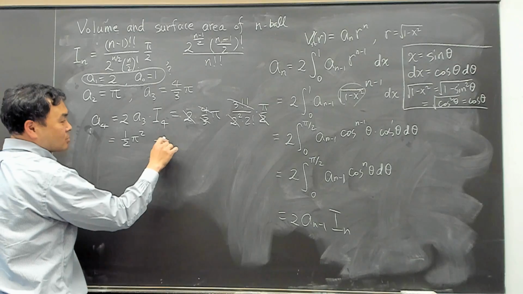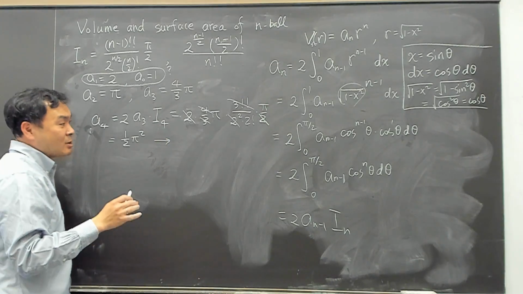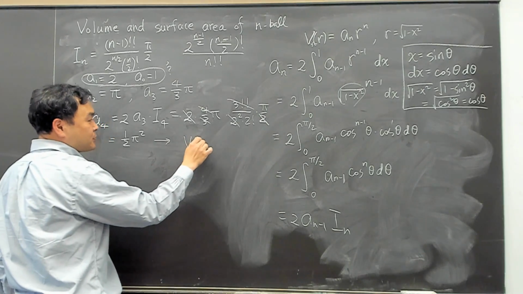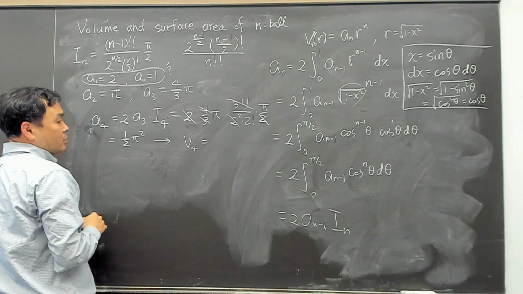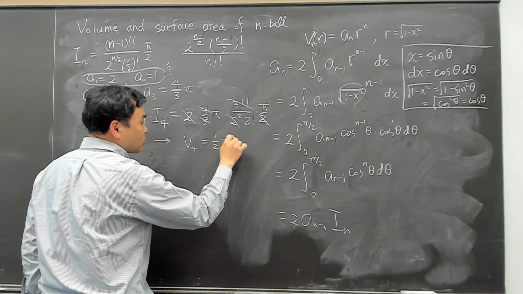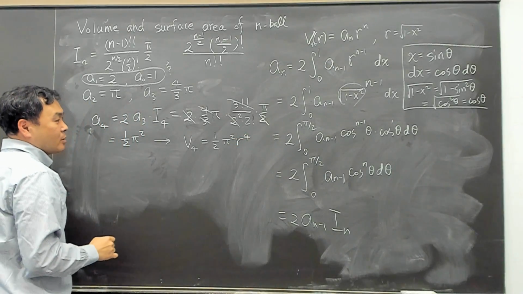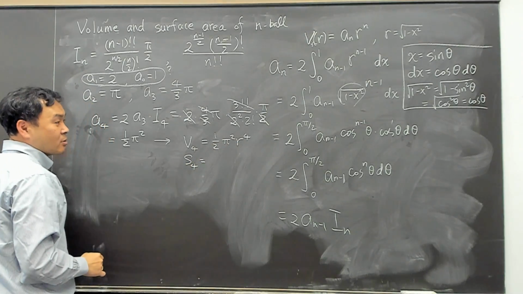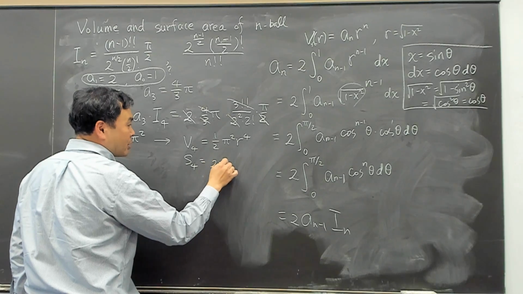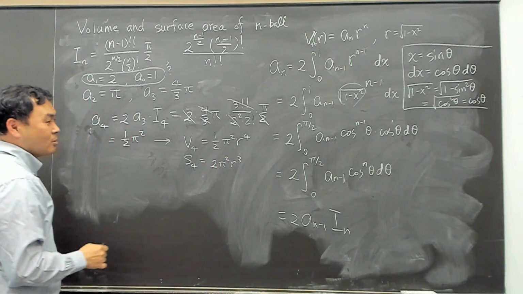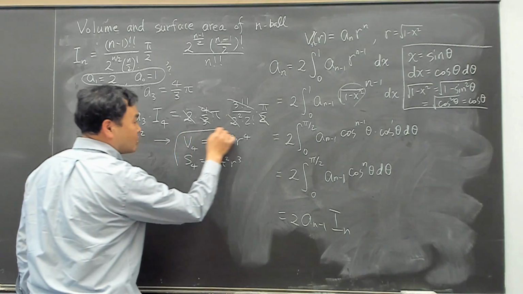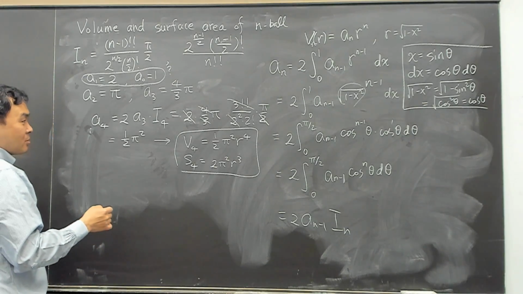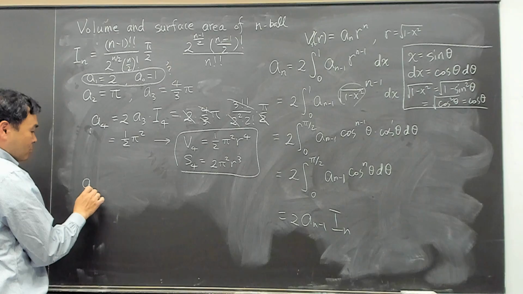So in other words, the volume of the 4-dimensional ball is going to be 1/2 pi squared r to the 4th power. And the surface area of the 4-dimensional ball, you simply differentiate this. 4 comes down, it's going to be 2 pi squared r cubed. Okay, so that's what happens in dimension 4. Before we move on to the general formula, let's just do one more just to get a hang of it. Okay, so what's dimension 5?